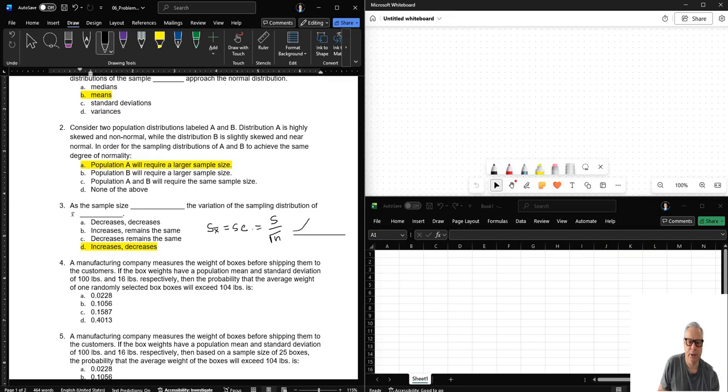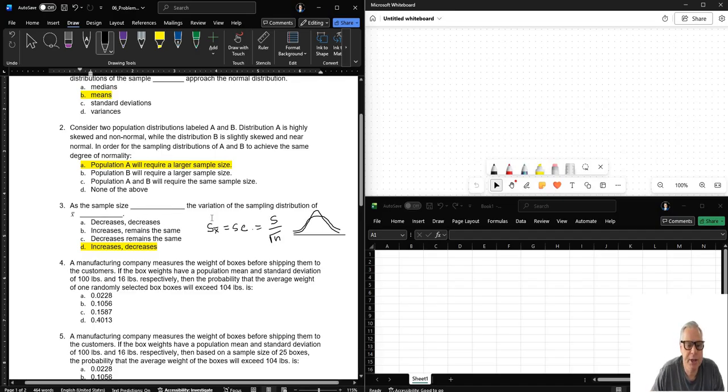and the distribution, instead of looking maybe like this, if the sample size goes up, the distribution has a smaller variation around the mean.